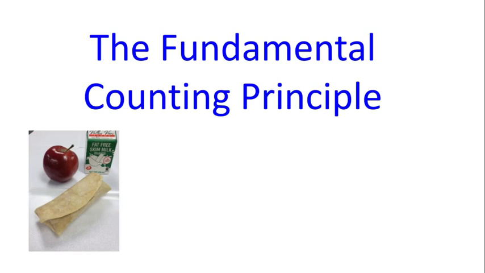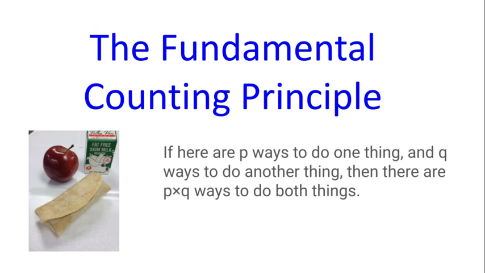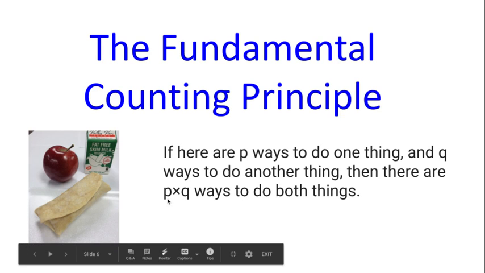Hello students, it's Miss Nares, and today's video is about the fundamental counting principle, which sounds fancy and a little complicated, but really many of you have already figured this out. It says that if there are p ways to do one thing and q ways to do another thing, then there are p times q ways to do both things. So basically, I'm going to be doing a lot of multiplication today.